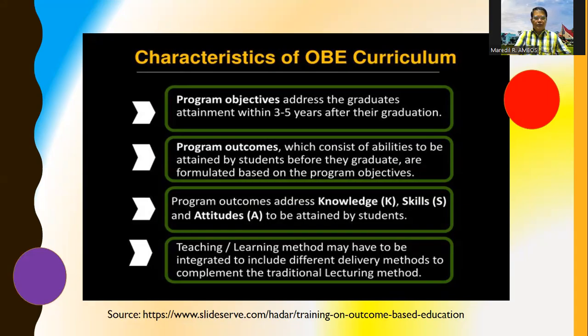Then we have the program outcomes that address the KSA, or the knowledge, which is the K, the skills, which is the S, and the attitudes, which is the A, to be attained by students. Again, it addresses the KSA. And teaching and learning methods may have to be integrated to include different delivery methods to complement the traditional lecturing method.